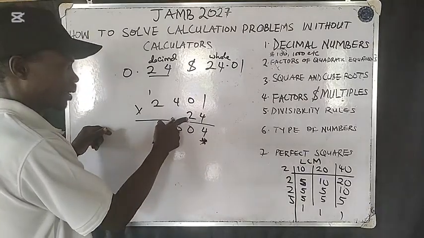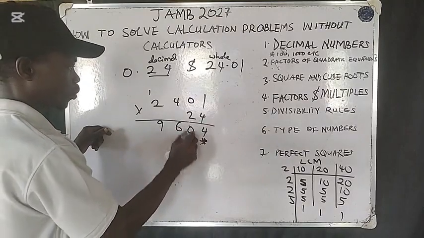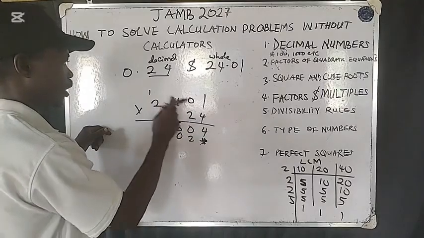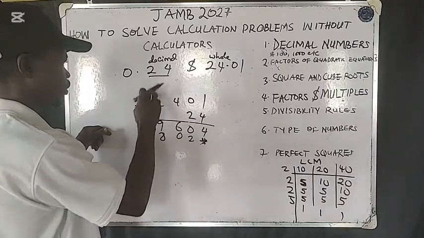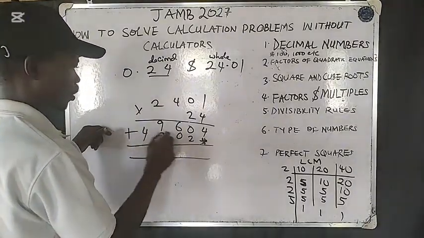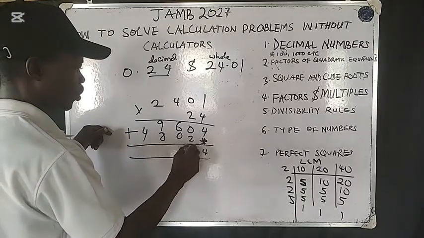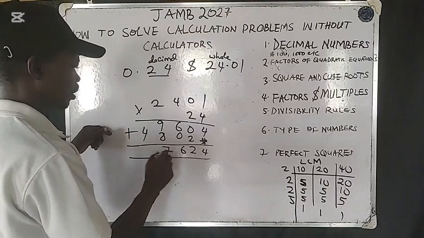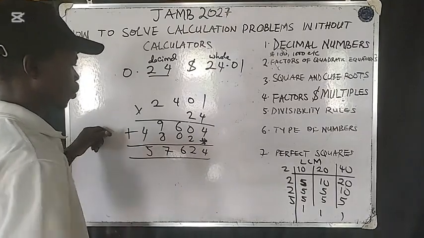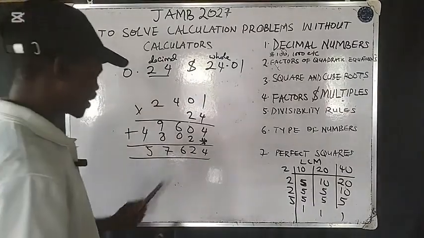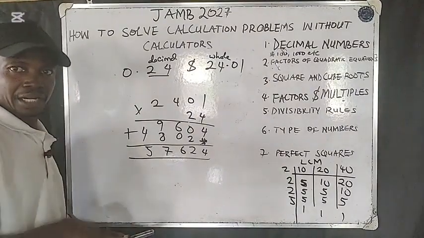So next number now, 2 times 1, 2. 2 times 0, 0. 2 times 4, 8. 2 times 2, 4. Don't forget to clean this one. So you add. This is 4. This is 2. This is 6. This is 17. This is 5. Remember the number is not a whole number, it's a decimal number. So you put the decimal back, right?